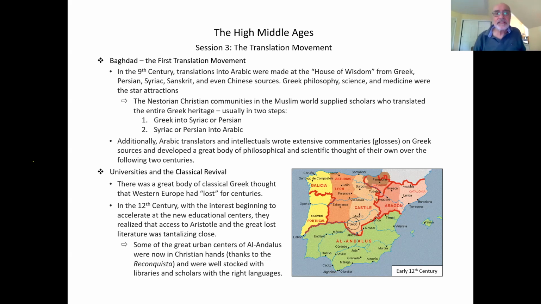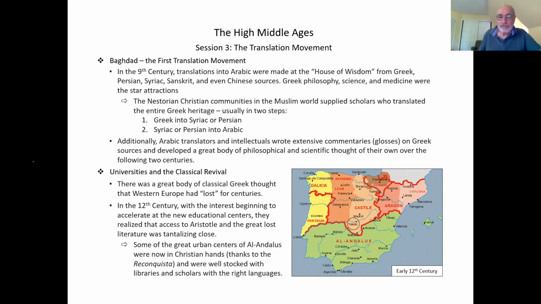So the Nestorian Christian communities in the Muslim world supplied scholars who translated the entire Greek heritage, and usually they did it in 2 steps. Greek would go into either Syriac or Persian, the other demotic language of the Arab world in the East. And then the translation would be made from Syriac or Persian into Arabic.